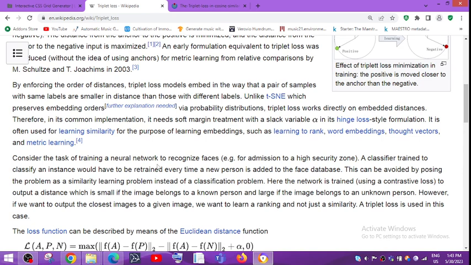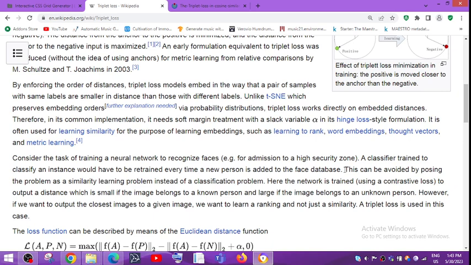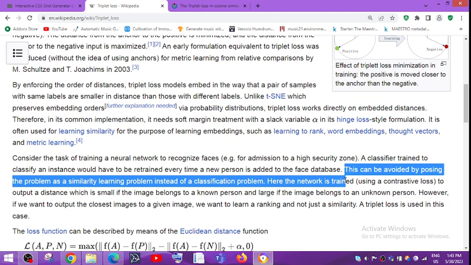What I am trying to say is that if you want to train a classifier model for recognizing faces, and a new person is added to the organization, we have to retrain it every time one new person's face is added to the database. It is computationally expensive and redundant. This can be avoided by changing the problem from classification to checking the similarities of the images.